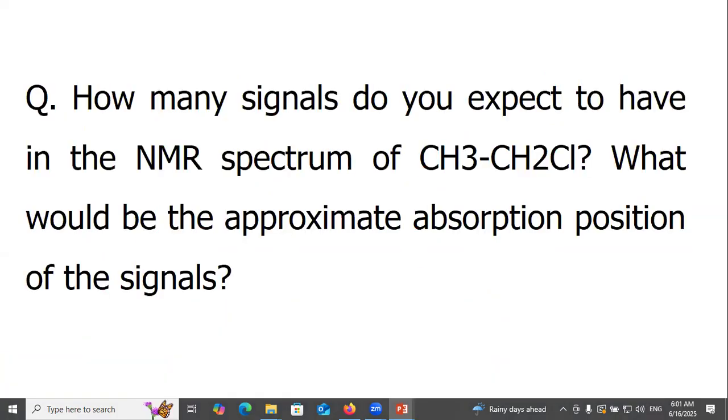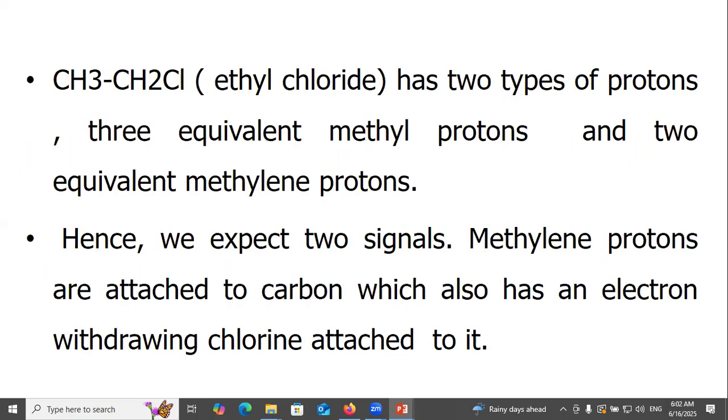How many signals do you expect to have in the NMR spectrum of chloroethane? What would be the approximate absorption position of the signals? Chloroethane, ethyl chloride, has two types of protons, three equivalent methyl protons and two equivalent methylene protons. Hence, we expect two signals.